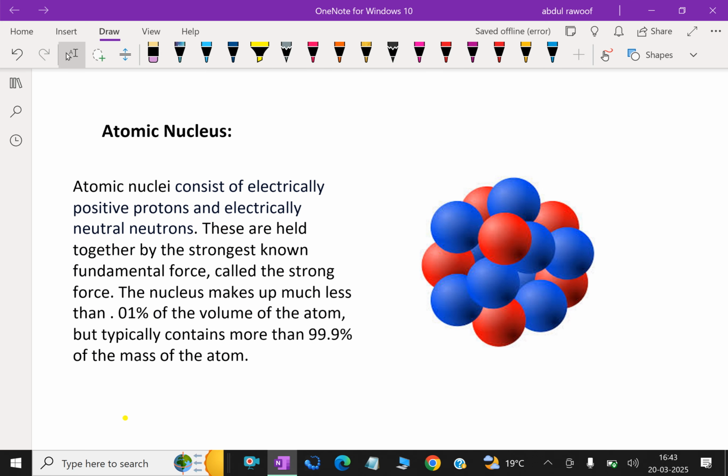Now we'll talk about the atomic nucleus. Atomic nuclei consist of electrically positive protons and electrically neutral neutrons. These are held together by the strongest known fundamental force, called the strong force. The nucleus makes up much less than 0.01% of the volume of the atom, but typically contains more than 99.9% of the mass of the atom. That means it occupies 0.01% of the volume, but it contains 99.9% of the mass of the atom.